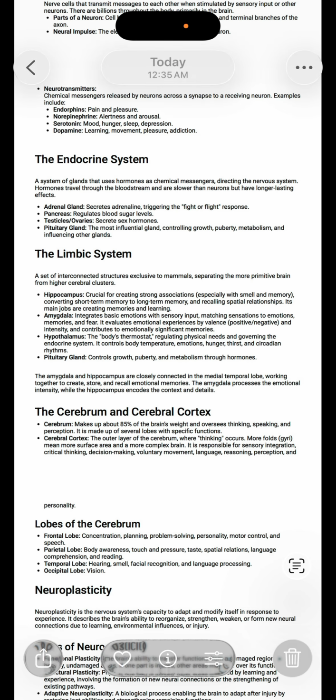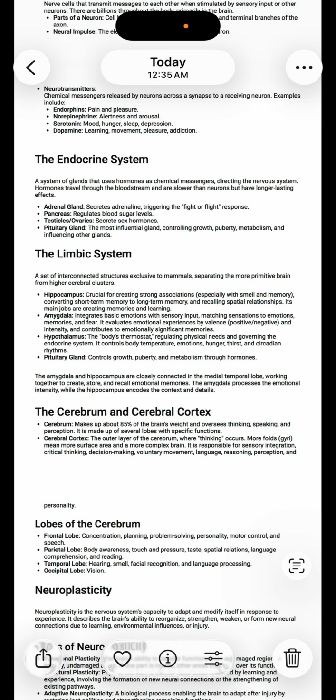The cerebellum and cerebral cortex. Cerebrum makes up about 85% of the brain's weight and oversees thinking, speaking, and perception. It is made up of several lobes with specific functions.